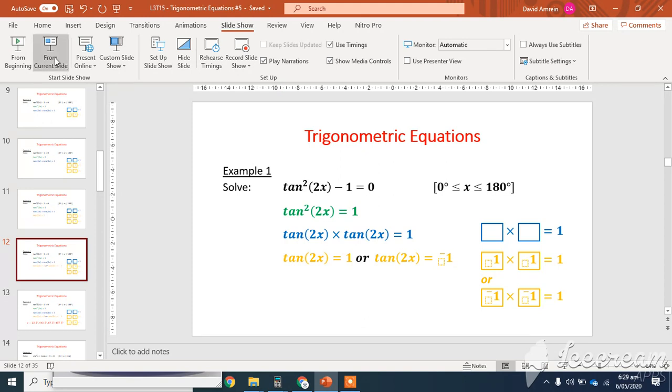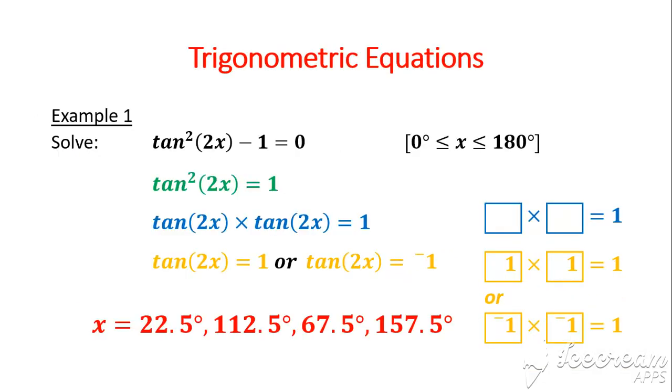So we have four solutions altogether. We have x is equal to 22.5 degrees and 112.5 degrees. That was when tan of 2x is equal to 1. And two more solutions, 67.5 degrees and 157.5 degrees. That was when tan of 2x was equal to negative 1. So there are four solutions to this trigonometric equation.